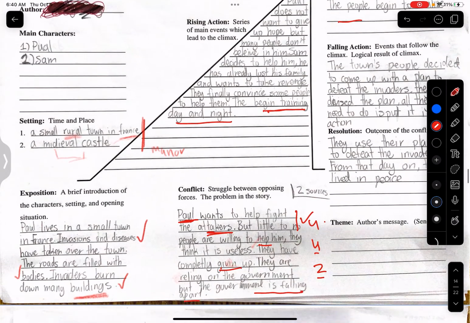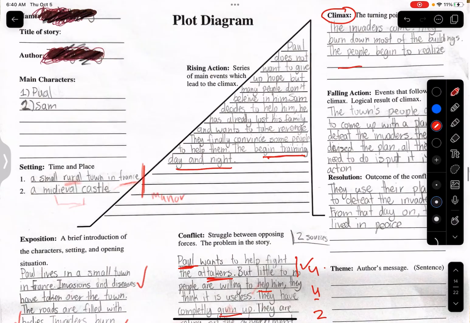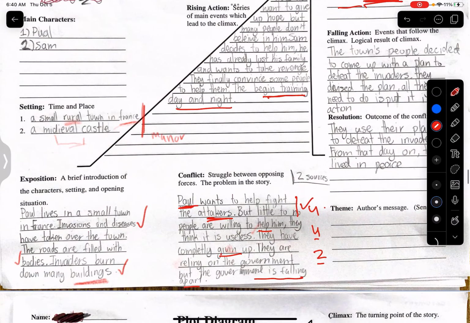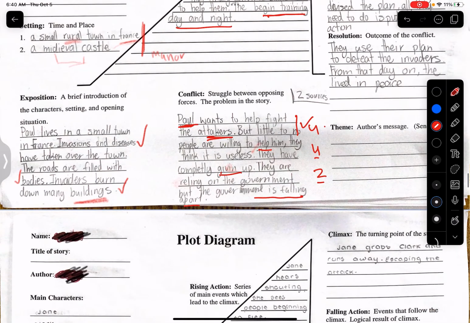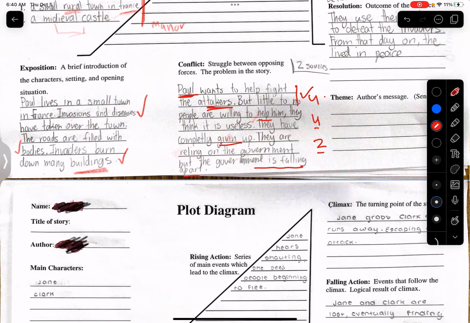I'm a little confused. So they come and they fight. I guess they fight here, but then the townspeople decide that they're also going to fight. Okay, they use their plan to defeat the invaders. From that day on, they lived in peace.